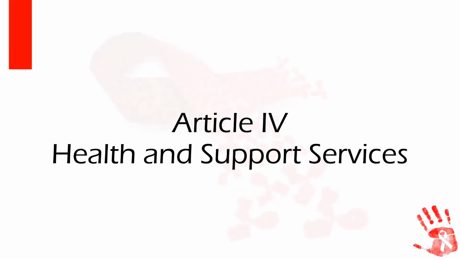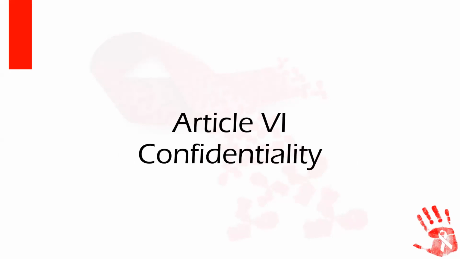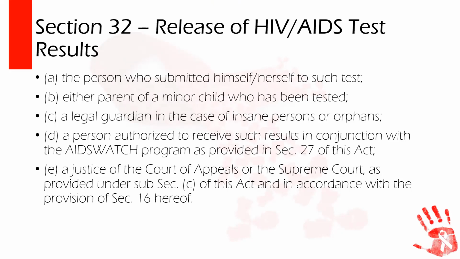So for Article 4, health and support services, Article 5 is monitoring, Article 6 is confidentiality. And one of the most important things in Article 6 is Section 32, which is all about the release of HIV and AIDS test. Kanino lang pwede siyang i-release? To the person him or herself, either parent of a minor child, a legal guardian in case of insane person or orphans, a person authorized to receive results in conjunction with the AIDS Watch program as provided in Section 27 of this Act. Okay? A justice of the Court of Appeals or Supreme Court as provided under subsection C of this Act in accordance with the provision of Section 16 hereof. So sila lang yung pwedeng makakuha ng resulta mo. Ikaw mismo, magulang mo if you're minor, your guardian if you are insane person or orphan.